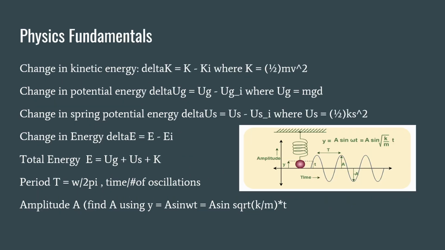The important physics fundamentals to know for this lab are the formulas for change in kinetic, potential, and spring potential energy, as well as for period and amplitude. Basically, finding change in kinetic and potential energy are pretty much the same, where K equals 1/2 mv squared, UG equals mgd, and US equals 1/2 ks squared. And then you find the change in energy the same way, and your total energy is just the sum of all of those. Your period is your angular velocity divided by 2 pi, or you do the time divided by the number of oscillations, and then you can find amplitude using this formula, or you can just measure it.